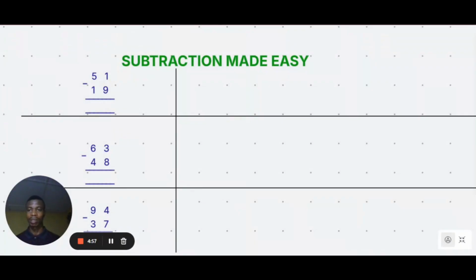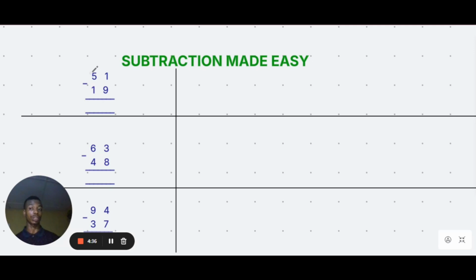Alright, so we'll be used to solving this subtraction in this way, starting from the units row and moving on to the tens row. 1 minus 9 cannot go. We borrow 10 from 5. From 51, this becomes 41. Then we add this 10, we borrow, but we add it here. This becomes 10 plus 1, 11, minus 9, 2.